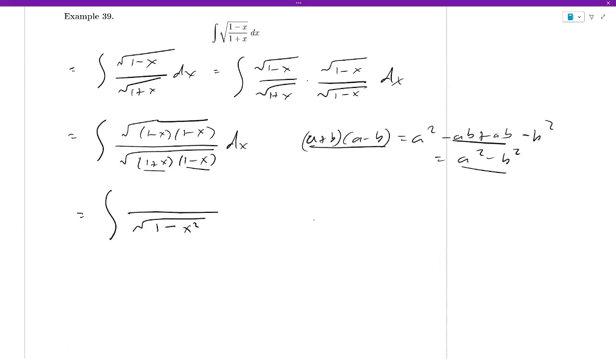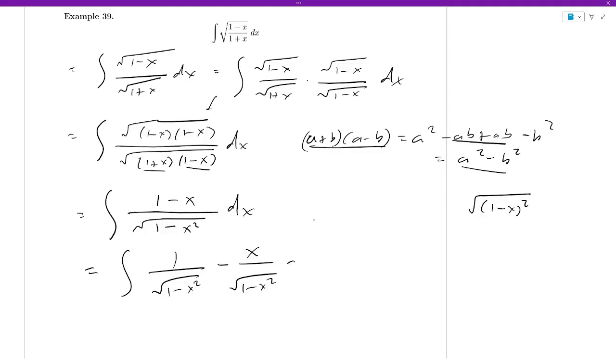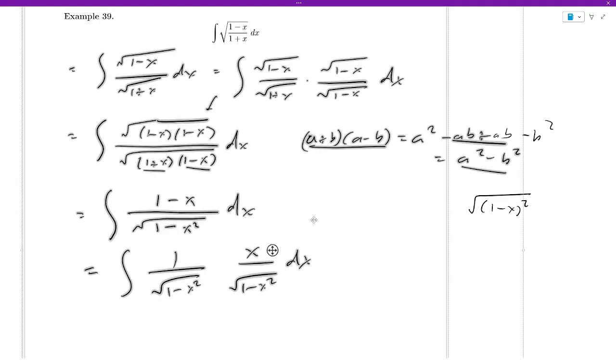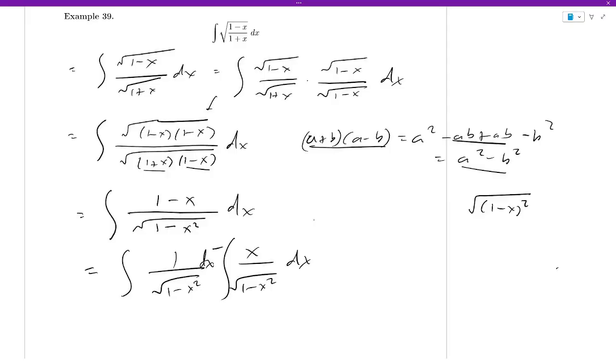Let's see what's happening in the numerator. This is square root of 1 minus x squared in the top, right? But the square root and the squared are going to cancel out, so you have 1 minus x. It still looks like kind of a gross integral, but remember that I can always split a fraction. So I have 1 over root 1 minus x squared minus x over root 1 minus x squared. And because we're doing integrals, I can split this into 2 separate integrals, with a minus between them.